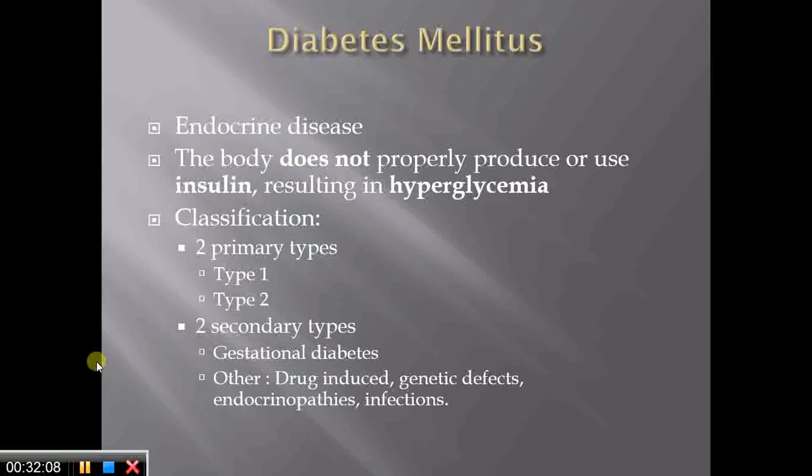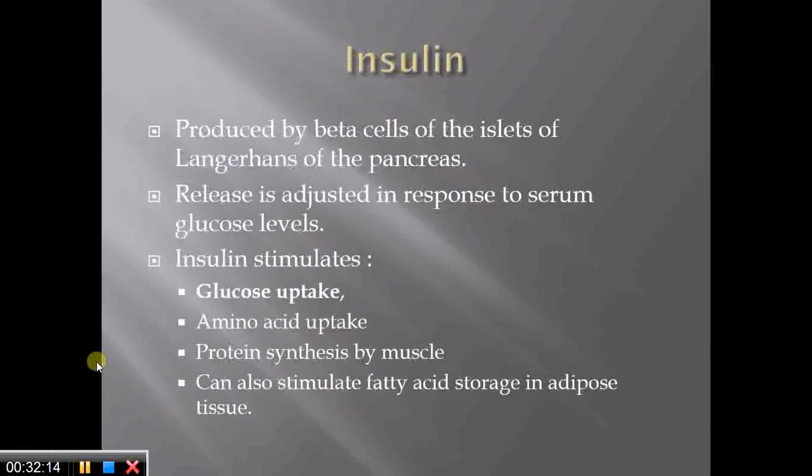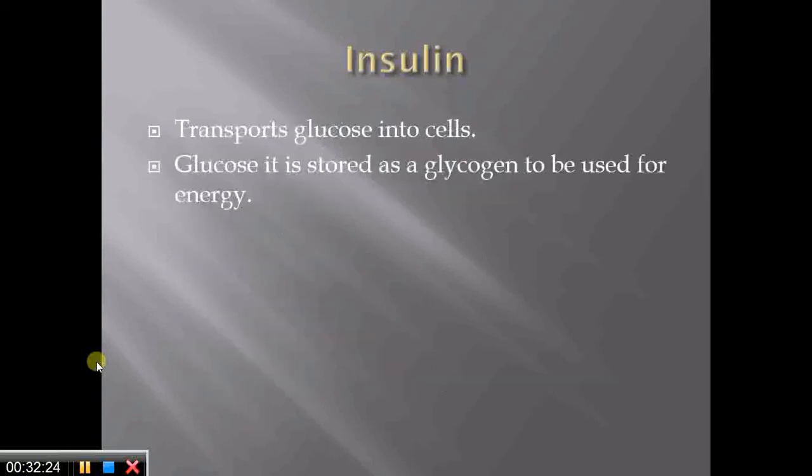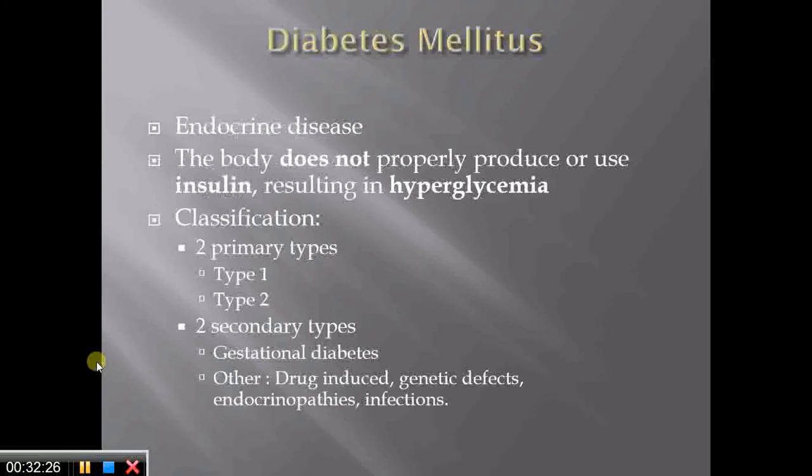In addition to glucose uptake, insulin stimulates amino acid uptake and, thus, protein synthesis by muscle. It can also stimulate fatty acid storage in adipose tissue. Diabetes mellitus is classified into two primary types and two secondary types; however, only the primary types will be discussed in detail. The primary types are as follows.